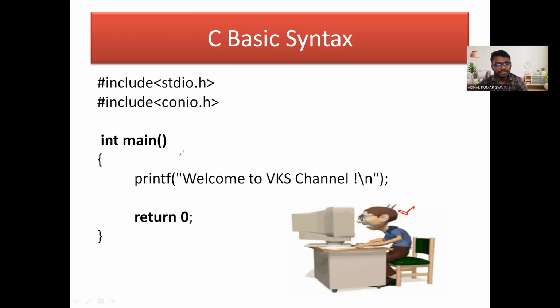I will explain each and everything. What is the hash? What is include? What is this angular symbol? What is stdio, and what is the dot h part? What is the reason behind writing all these things? Similarly, there is also include conio.h. And what is int main, and why is this parenthesis bracket written here? All these things I will explain right now.